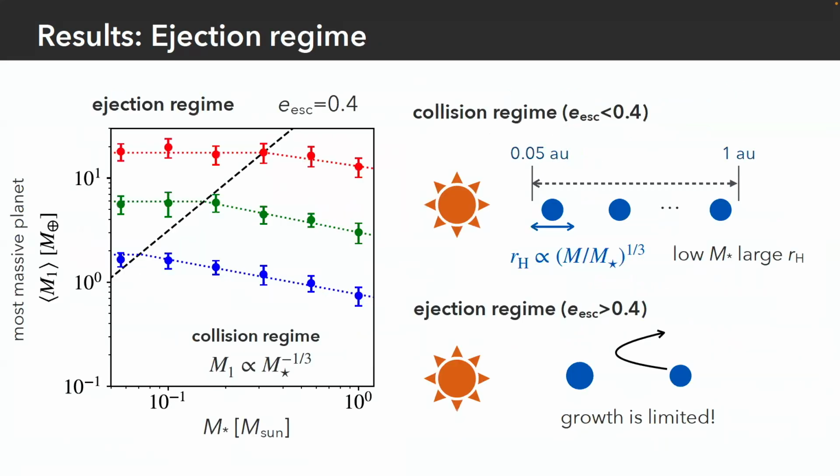So I plotted the result of my parameter study. This is stellar mass, and the most massive planetary mass is plotted. In the solar mass case, the planets are accreted. As you saw in the previous slides, the planets cause collisions and accretion, and the most massive planetary mass increases as stellar mass decreases.